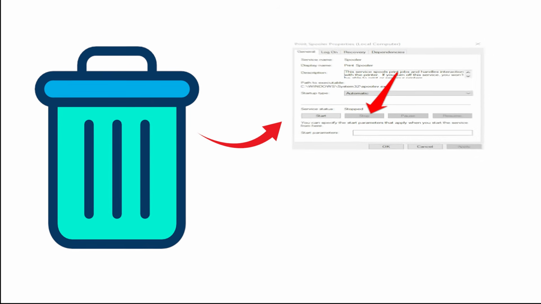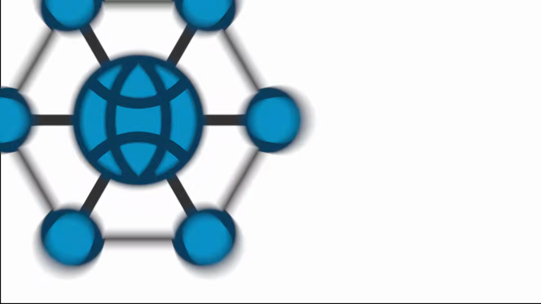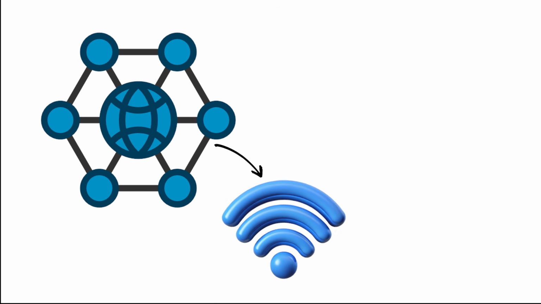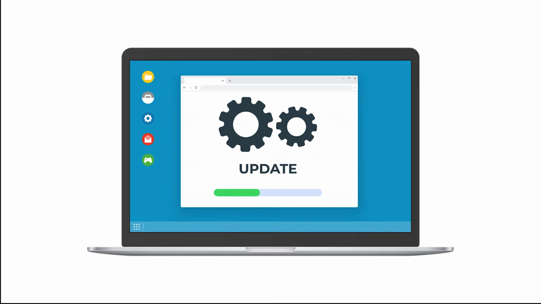The print spooler manages print jobs. The audio service handles sound output. The networking service manages your Wi-Fi and Ethernet connections. The update service checks for operating system patches. Some of them are less essential.